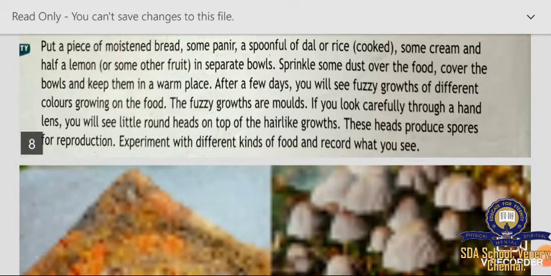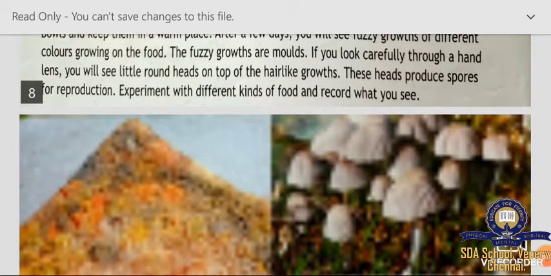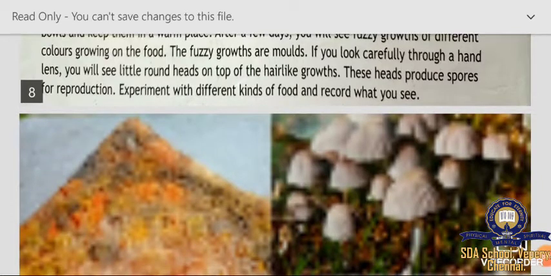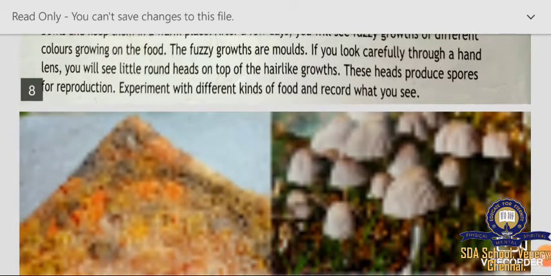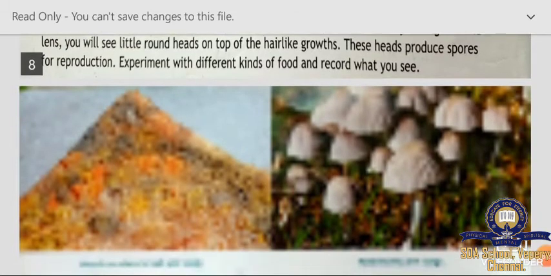After a few days, you will see fuzzy growths of different colors growing on the food. The fuzzy growths are molds. If you look carefully through a hand lens, you will see little round heads on the top of the hair-like growths. These produce spores for reproduction. Experiment with different kinds of food and record what you see.